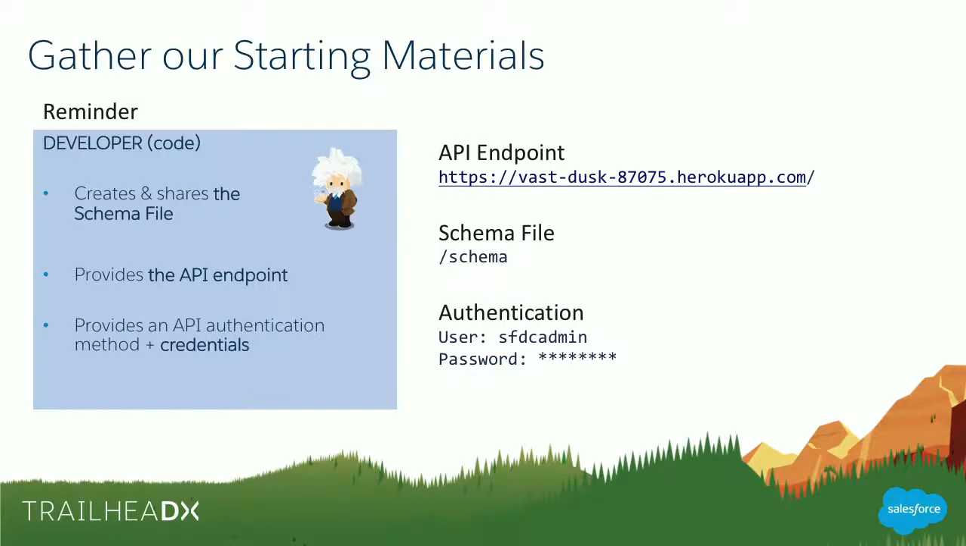So let's pretend we're the administrator, and we need to gather our starting materials. So we need an API endpoint. We need a link to the schema file. And in this particular scenario, the developer was smart and put the schema file at the API endpoint under the relative path schema. Makes it super easy for us. And then gave us an ID and a password.